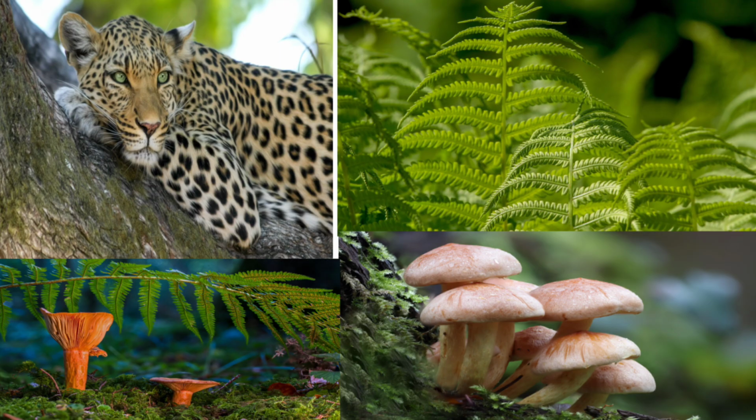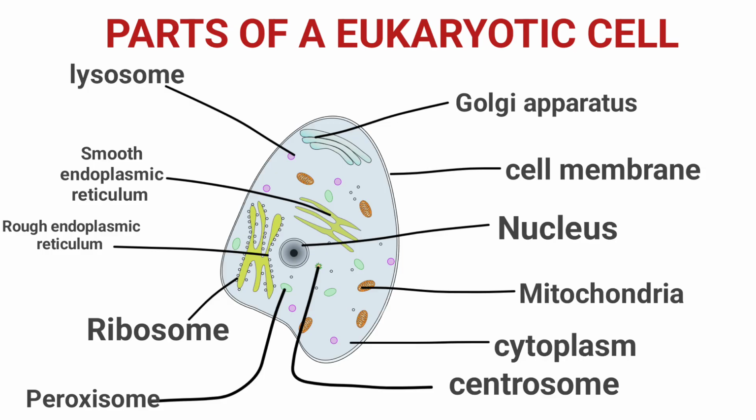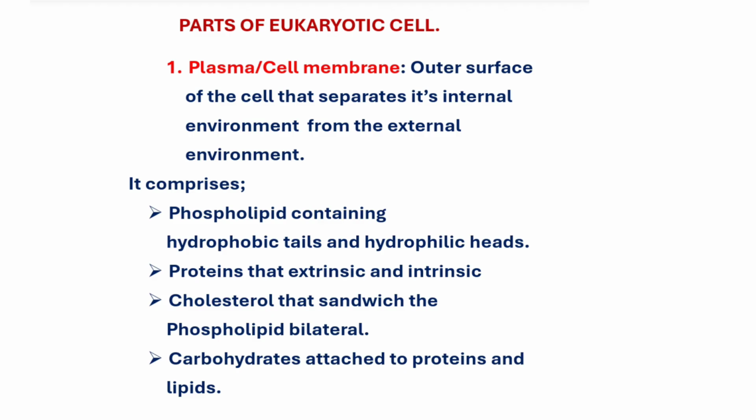Those are some of the examples of eukaryotes, but what exactly makes up a eukaryotic cell? Let's dive into the major parts. The first part is the cell membrane. The cell membrane, sometimes called the plasma membrane, is the outer surface of the cell that separates the internal contents from the external environment and controls movement of materials in and out of the cell.